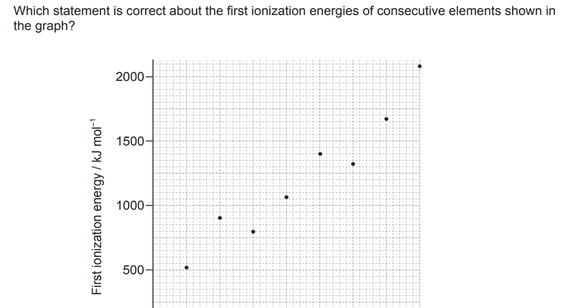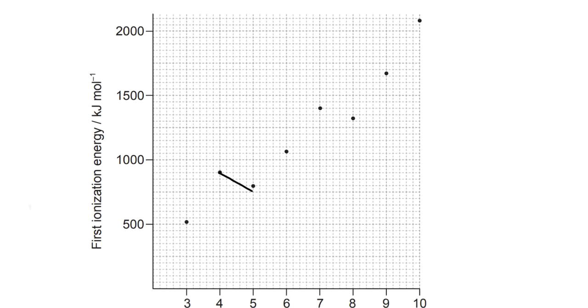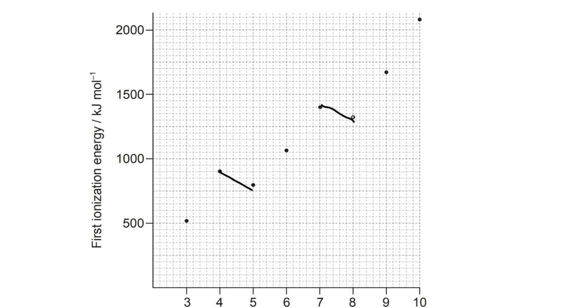Which statement is correct about the first ionization energies of consecutive elements shown in the graph? First ionization energy is the energy required to remove 1 mole of gaseous electrons from 1 mole of gaseous atoms in their standard state. So when we look at a first ionization energy chart, we need to see where there are drops. From here to here, there's a drop. Here to here, there's a drop, and big rises.